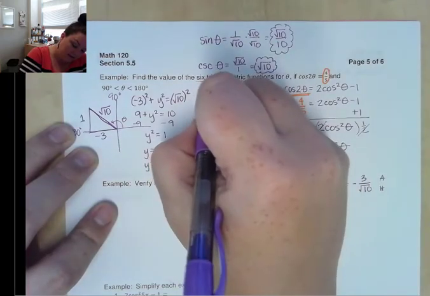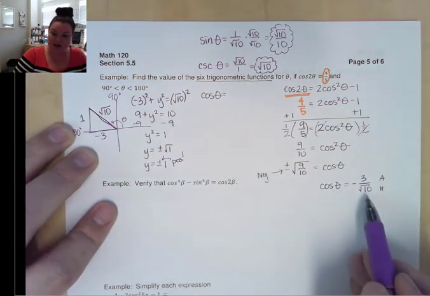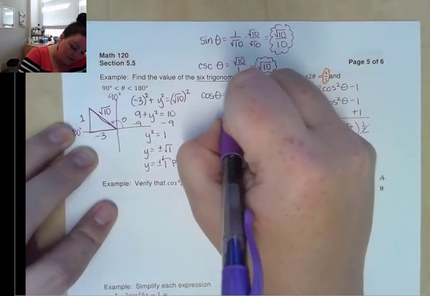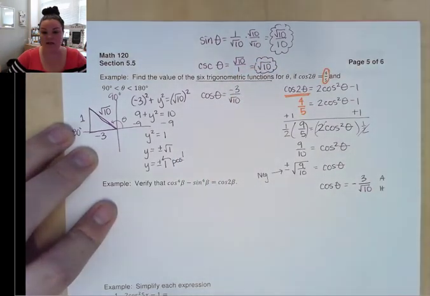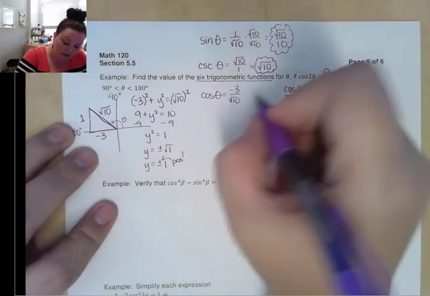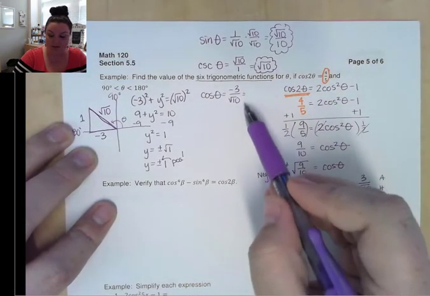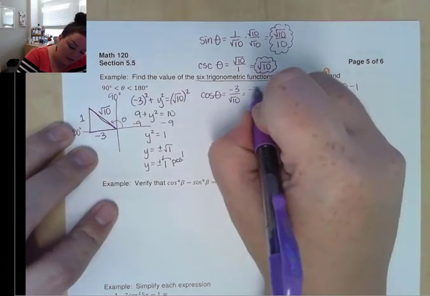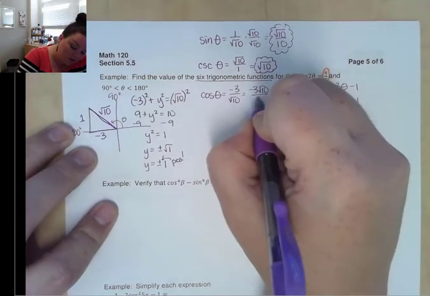Okay. Then we need cosine theta, which we got over here, right? Cosine theta we know is negative 3 over square root of 10. And then we need to rationalize the denominator. So if I multiply on top and bottom by the square root of 10, which I'm not going to do because I don't have enough room in here, I end up with negative 3 square root of 10 over 10.